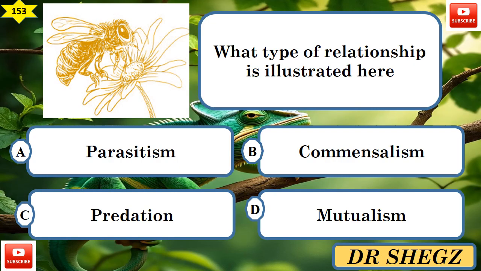What type of relationship is illustrated here? Parasitism, commensalism, predation, mutualism. Of course, the answer is mutualism. In mutualism, both organisms benefit from the association. Here, the bee gets nectar from the plant, while the plant is pollinated by the bee. So both of them share a mutual relationship.